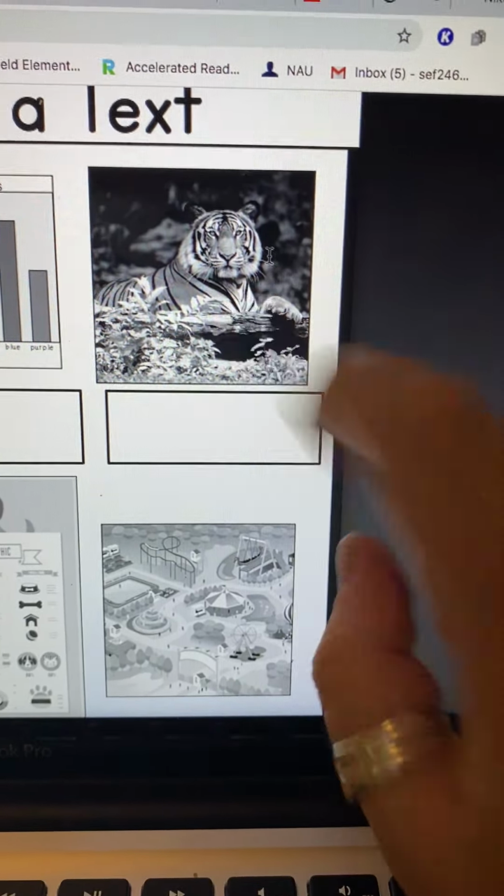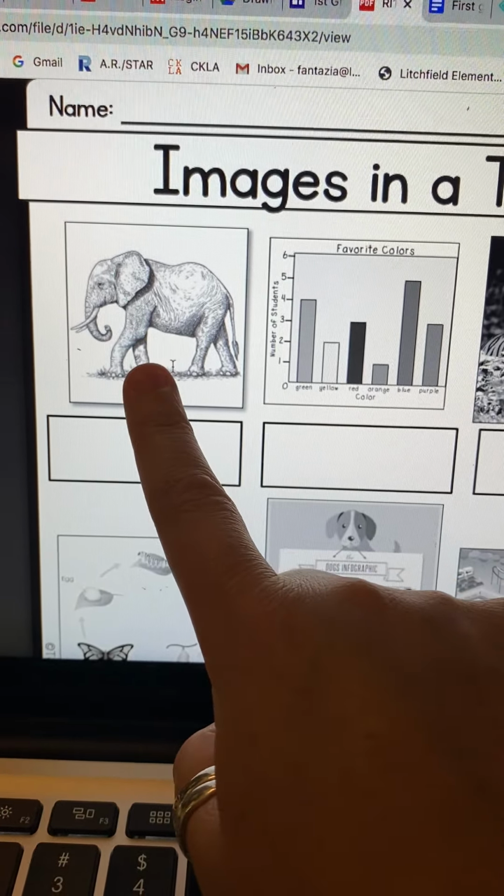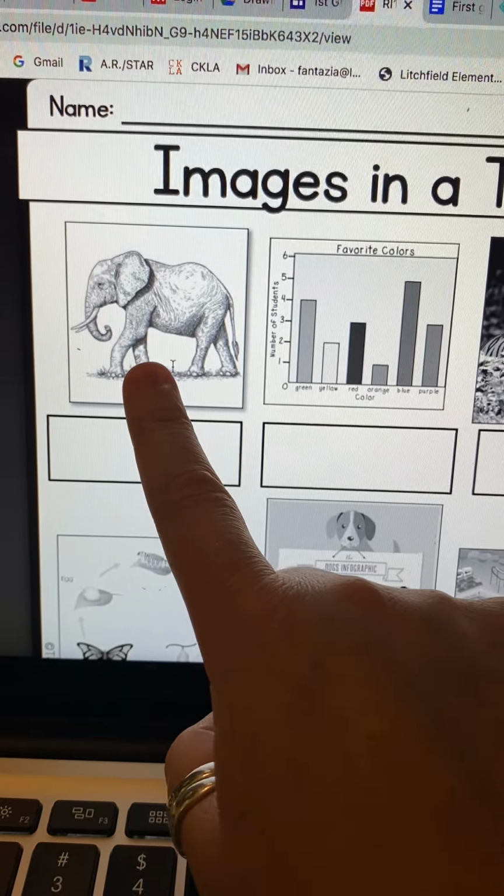An illustration. Illustration is a big word for drawing, like an illustrator draws pictures in a story. So an illustration is a drawing. So this is not a picture of an elephant. This is an illustration of an elephant. So it's not a real elephant, it's just a pretend picture of one. So we can see the difference between a picture and an illustration.